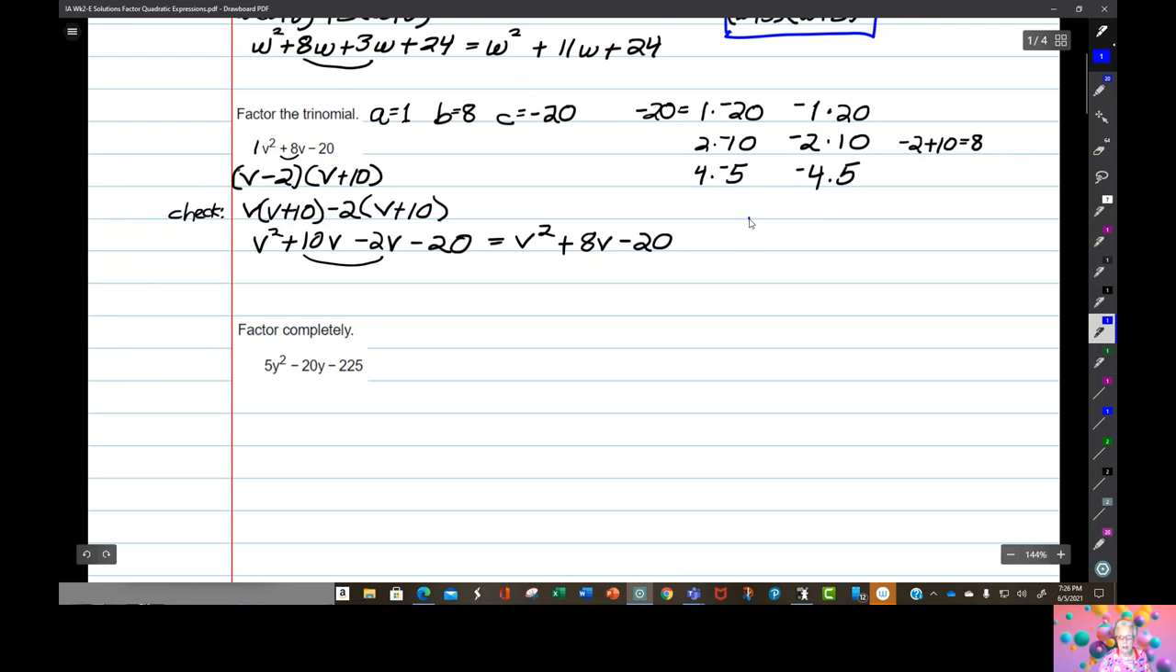So, our answer is V minus 2. I didn't mean to leave that blue, but oh well. V plus 10. Those are the integer binomial factors, or the linear binomial factors, of V squared plus 8V minus 20 right there.